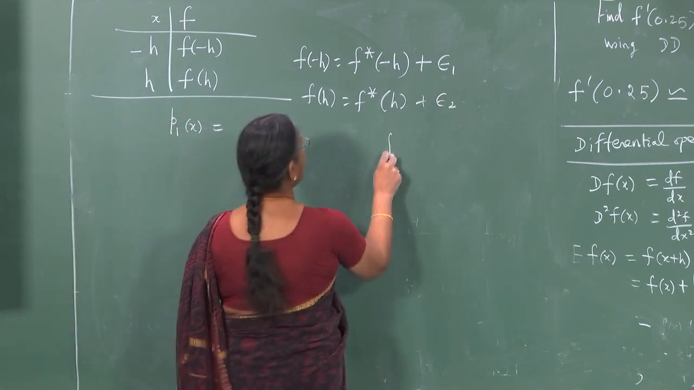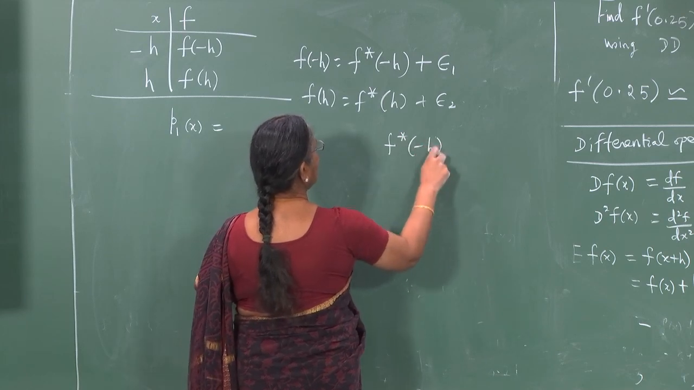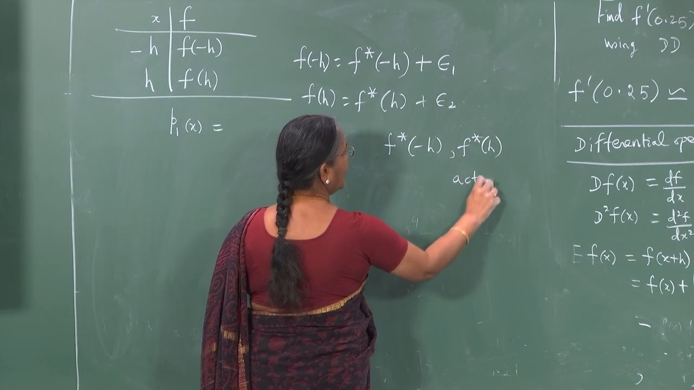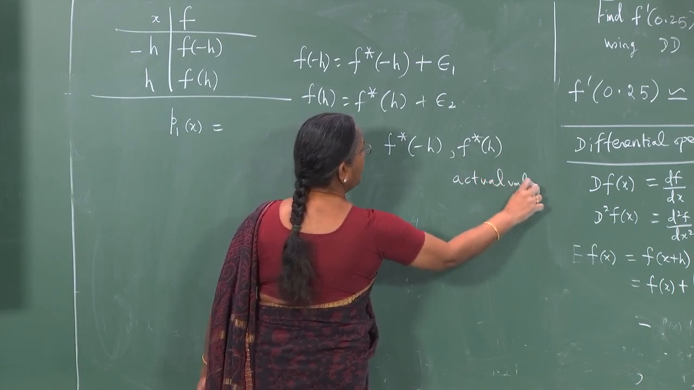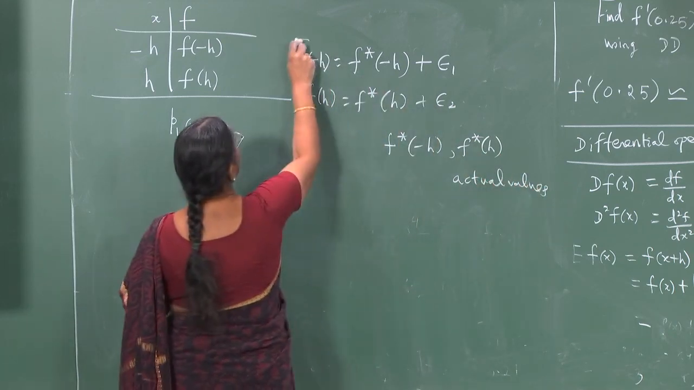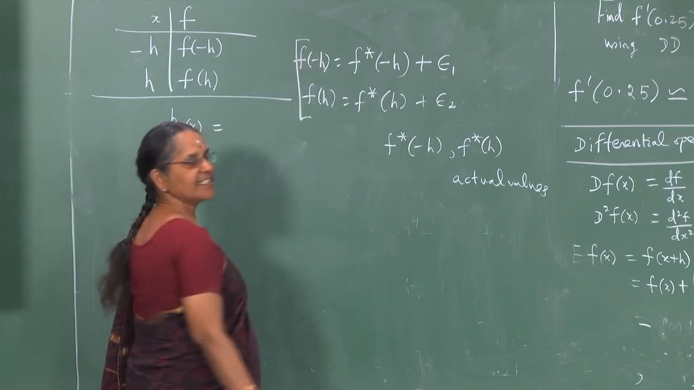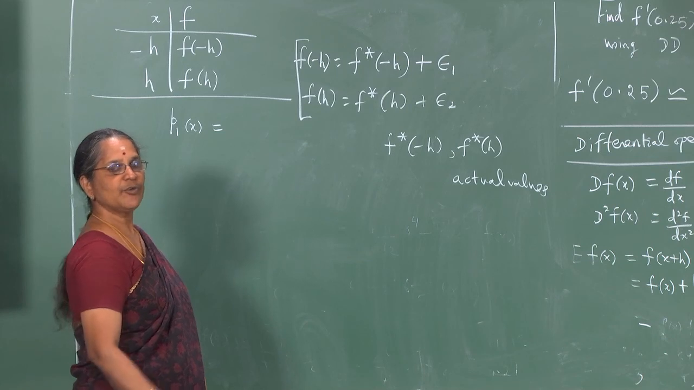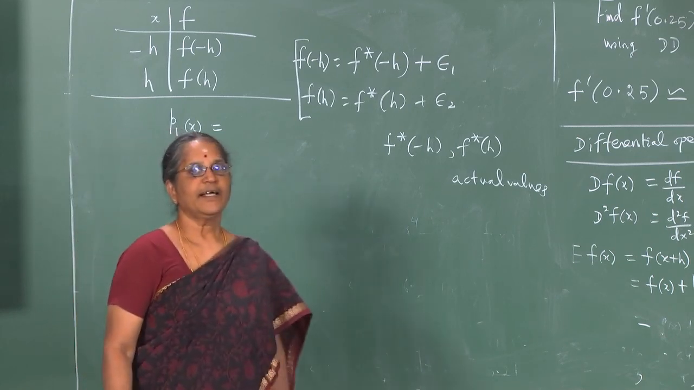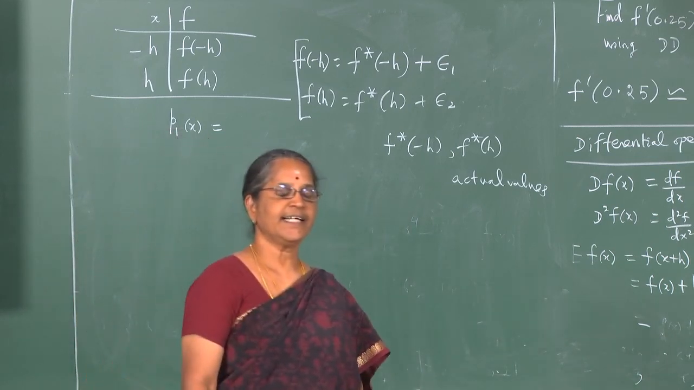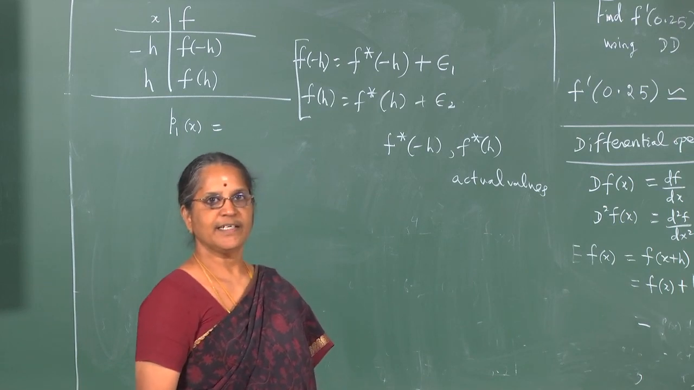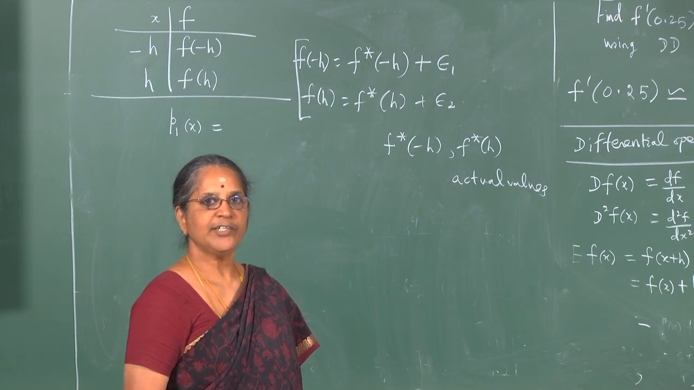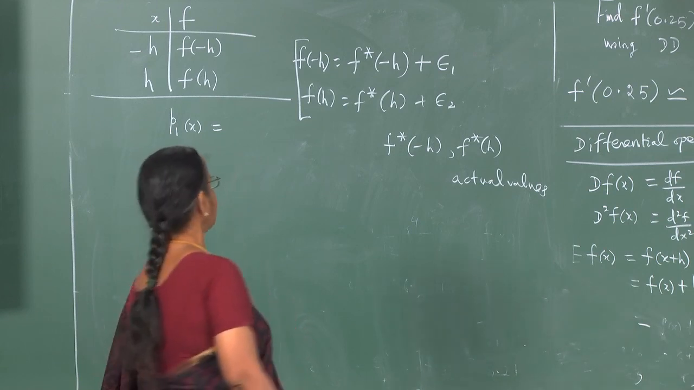So, f star of minus h and f star of h are the actual values. The information given to us has rounding errors. That is how we start, because we would like to show that when there are rounding errors and the set of values given to us is not correct, then numerical differentiation may lead to an unstable process.